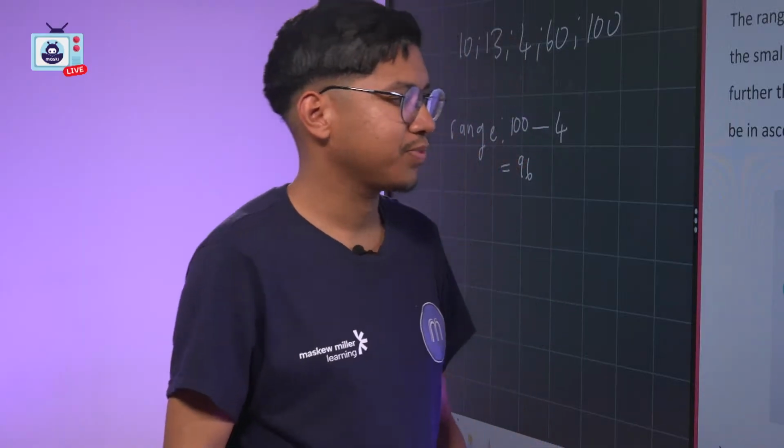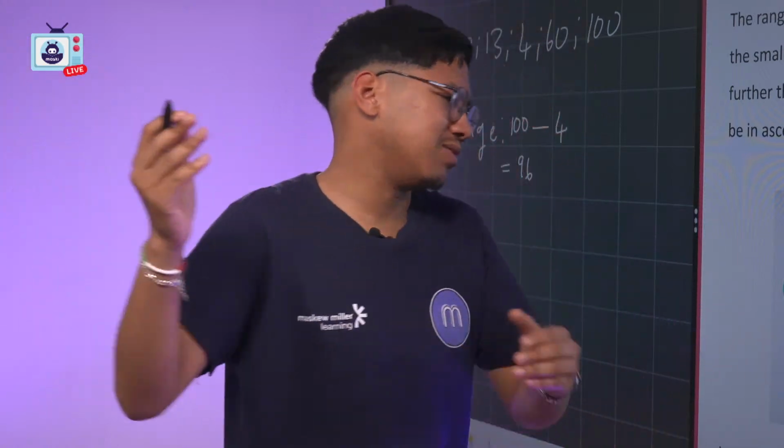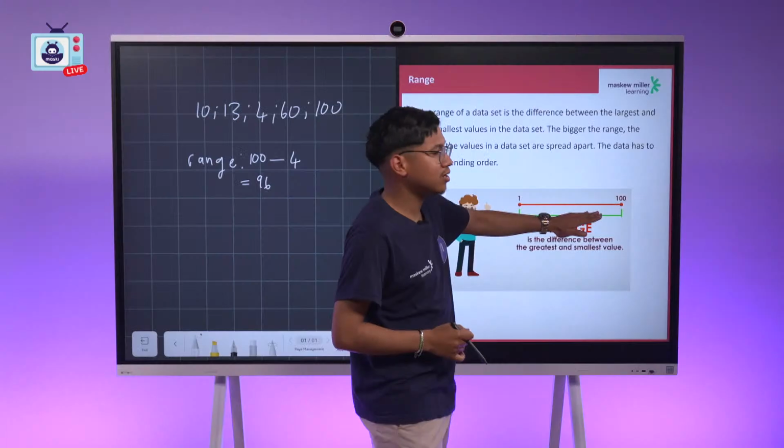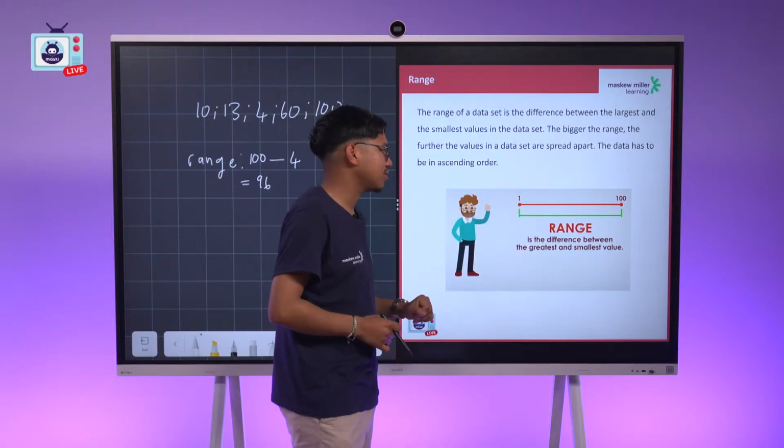So my range is just 96. Very simple, right? The difference between the greatest and the smallest, or the largest and the smallest, or the biggest and the smallest, whatever way you understand it. So what would the range be over here? It would just be 100 minus 1, which is 99.